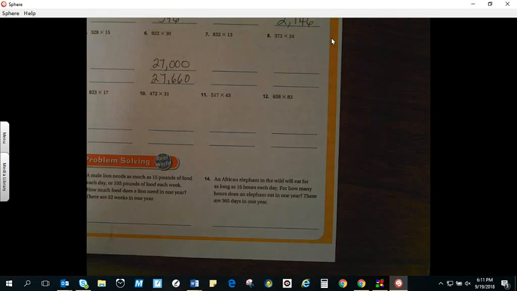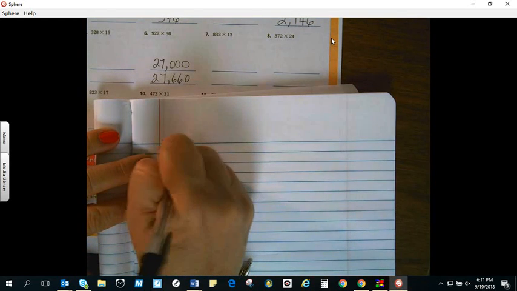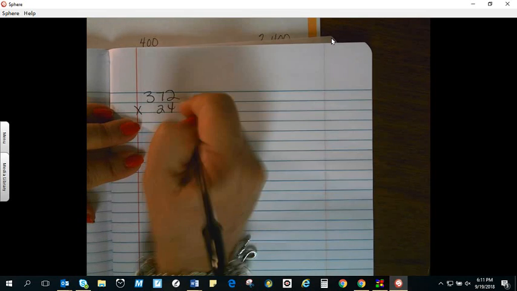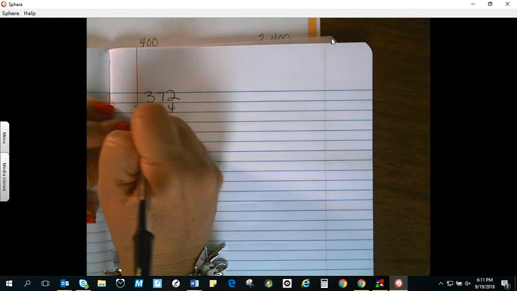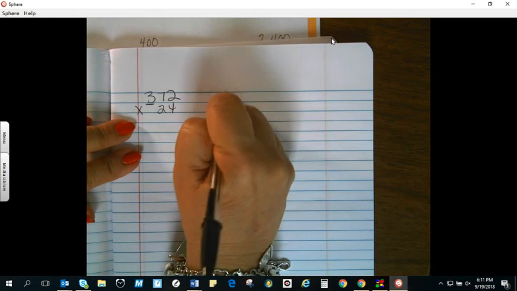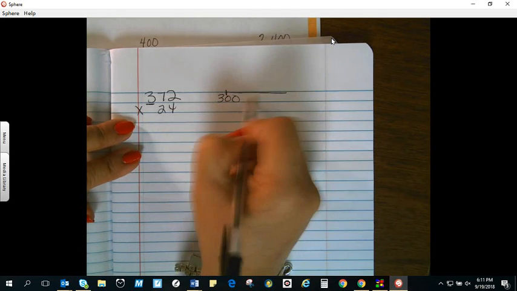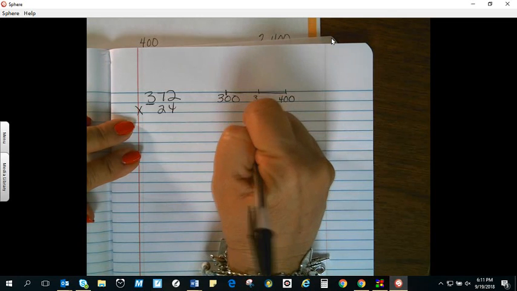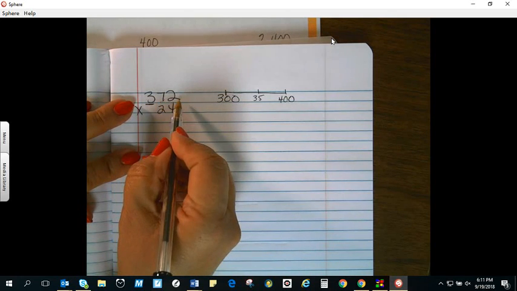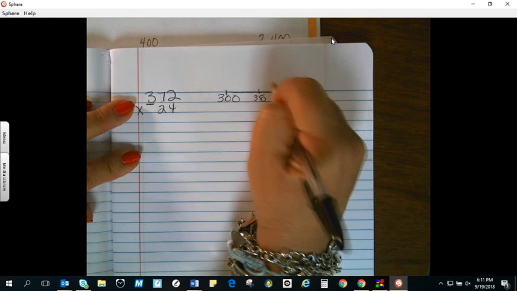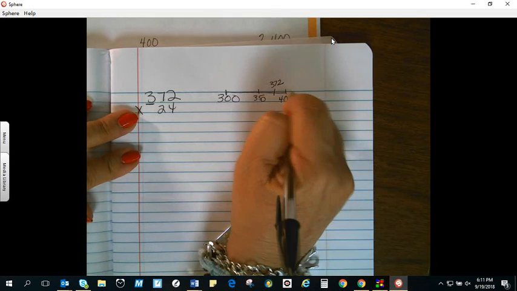Okay, problem is 372 times 24. Now for my 372, my highest place value is 300. Whole numbers, 300 to 400, if I'm counting in whole numbers. In the middle is 350. 372, what is that closest to? Is it greater than 350? Yes, it is. So it's closest to 400.